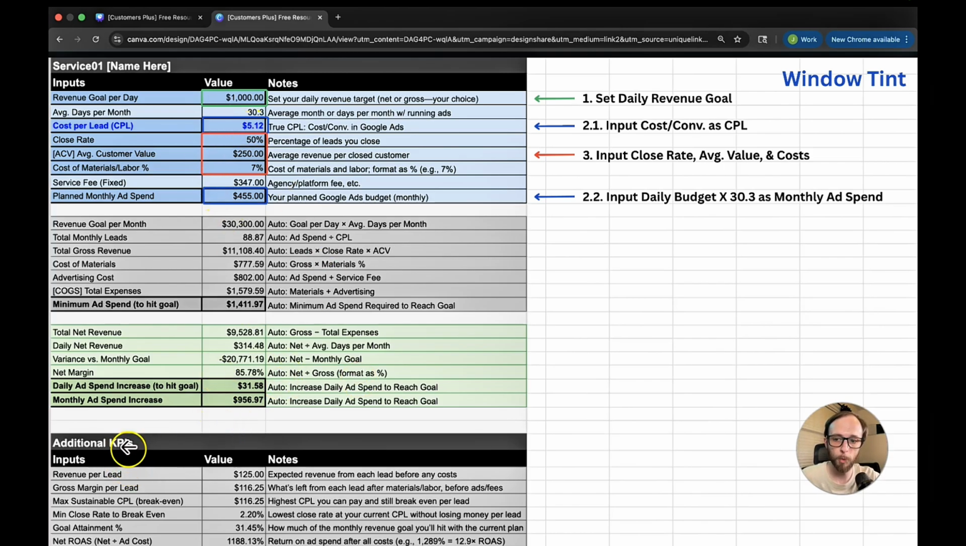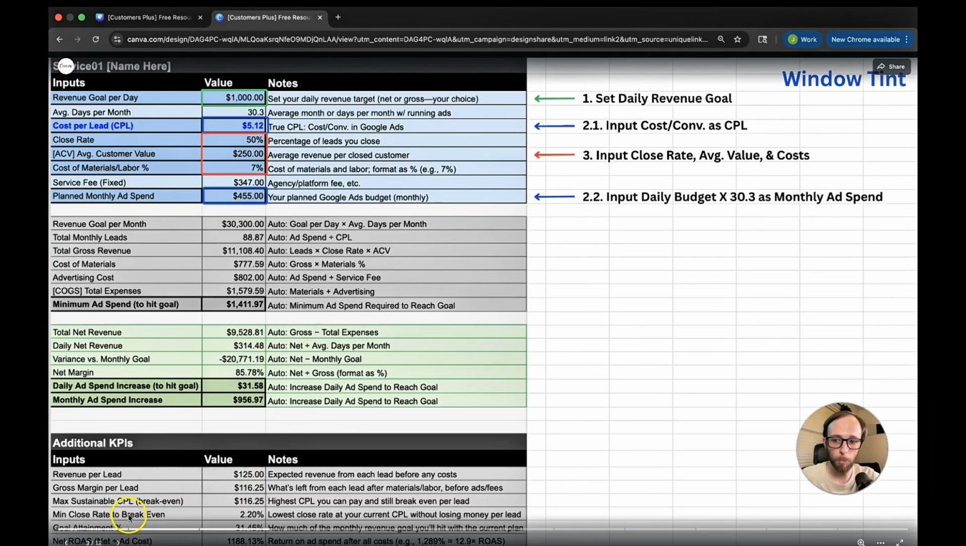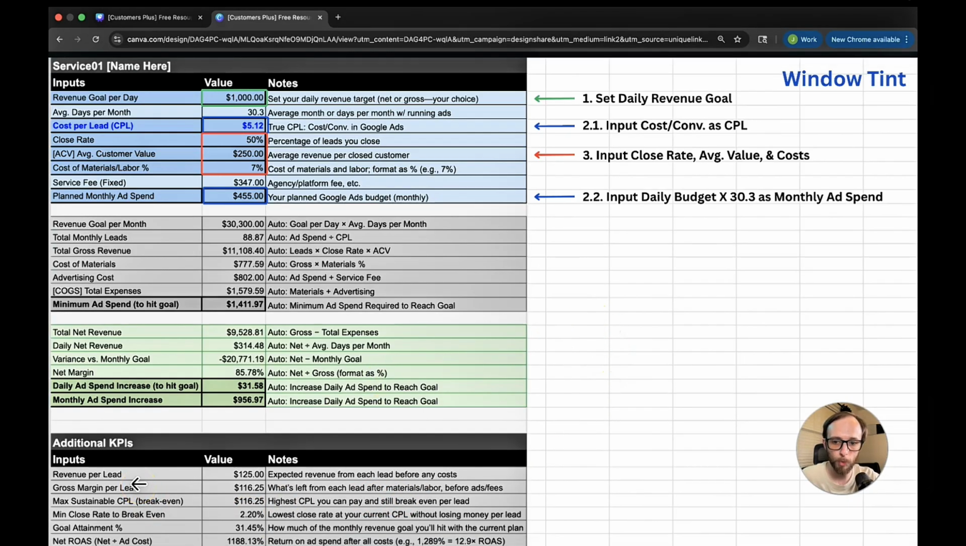You also have extremely valuable KPIs here at the bottom, like revenue per lead. This is your current revenue per lead. What your minimum close rate needs to be to break even, only 2%. This is an extremely safe campaign to continue running. You can see how close you are to your goal currently with the current budget. Only 31% of our goal has been attained, as well as the almighty ROAS, return on ad spend, as the final stat at the bottom.